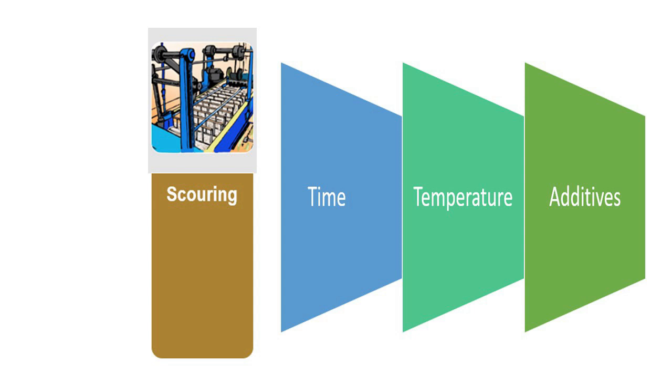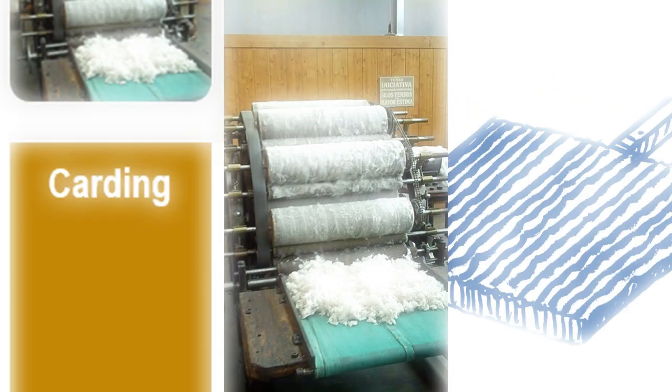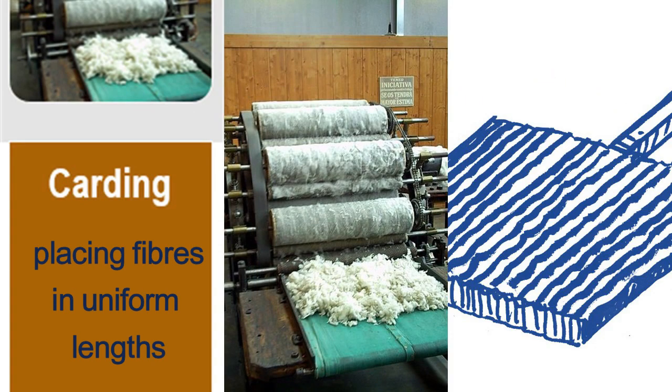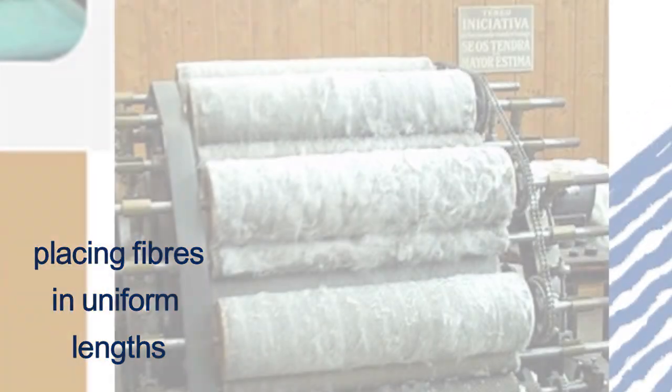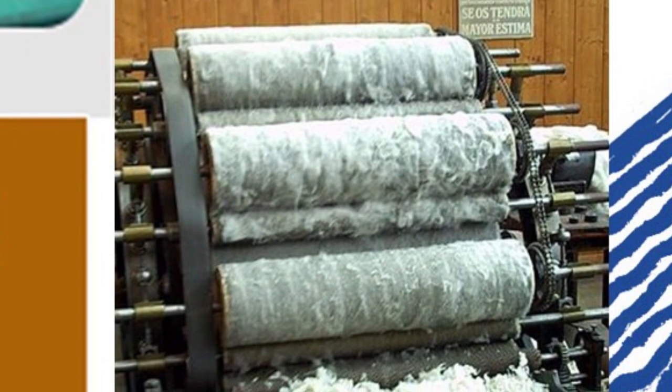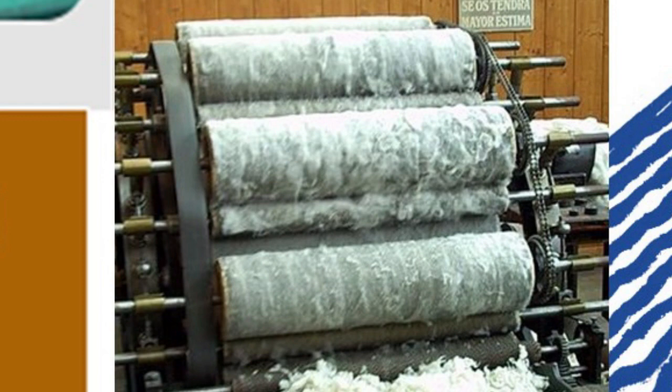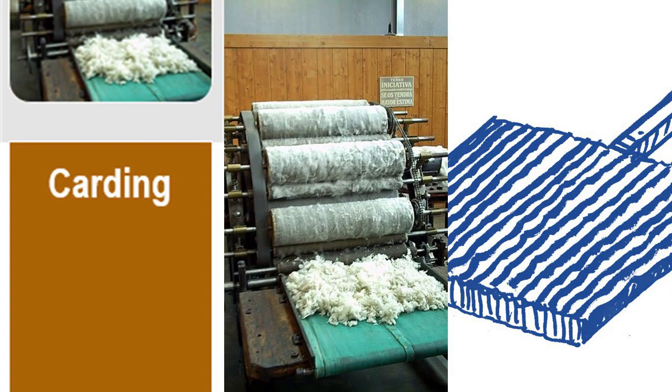After the fleece of the mohair or wool has been washed and dried, it is then carded. Carding involves placing fibers into uniform lengths. A sliver or coil of mohair, called a carded sliver, is produced. Carding can be done by hand, but in factories carding machines are used for this process.